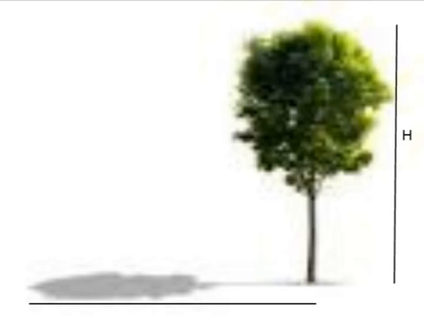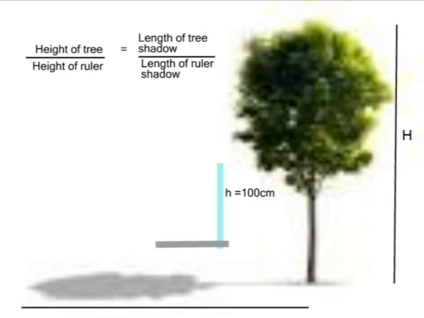So what I do is take a ruler whose length I know, let's say 100 centimeters, and measure the length of its shadow. With these 3 values, I can get the height of the tree using the relationship height of the tree over height of the ruler is equal to the length of the tree shadow over the length of the ruler shadow.